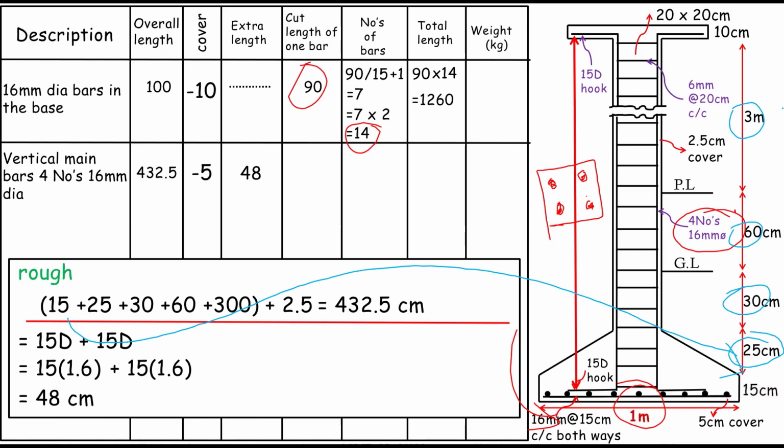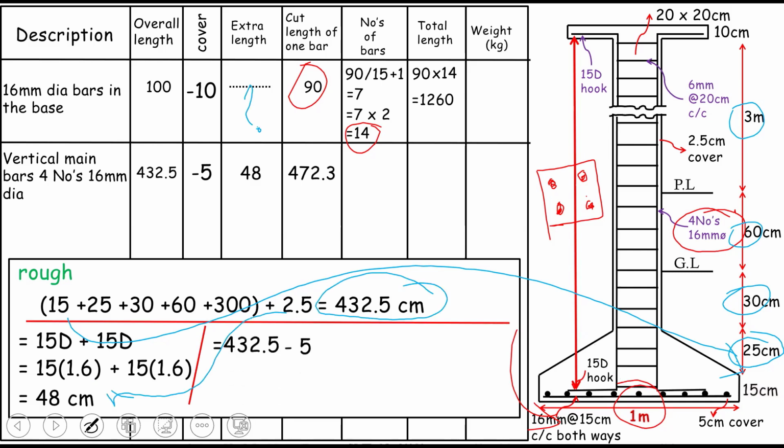However, for the base, there we had no extra length. This time we have extra length because we are providing hooks, right? And that is 15D. Now the cut length can be actually something which is 472. And how this comes actually, we have just added the 432.5 with the hooks' length. That's very simple. We can just have the total length, and that can be now actually the cut length of 1 bar times the number of bars.